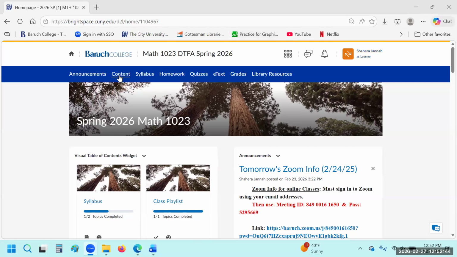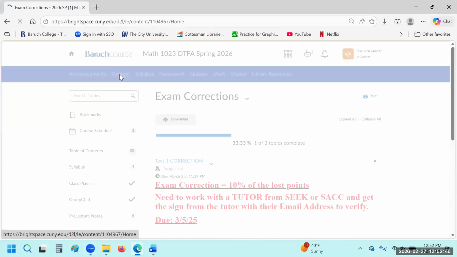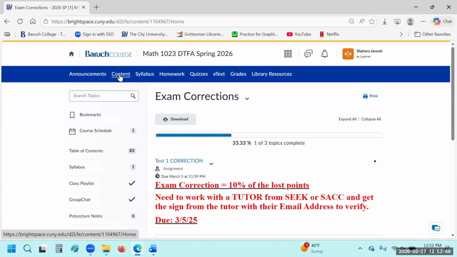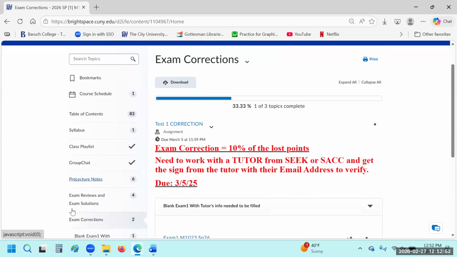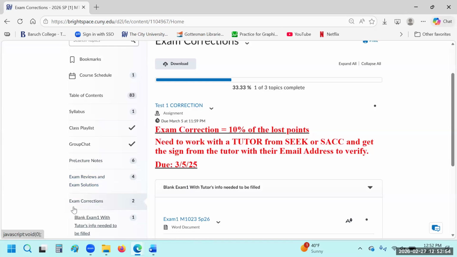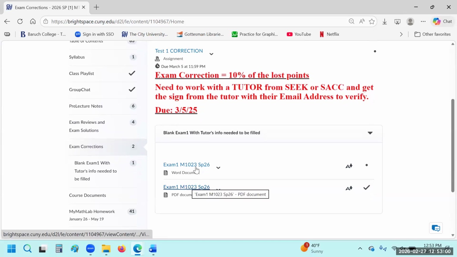So again, a reminder how to upload the test correction. You go to content, and on the left panel is the test correction here. If you want to see the blank test, I posted both Word format and the PDF format, whichever is convenient for you. You can download that, print that out, whatever you want to do. If you want to print it out, print out and then write the solution on the blank exam.